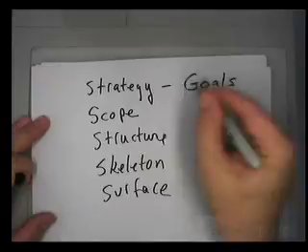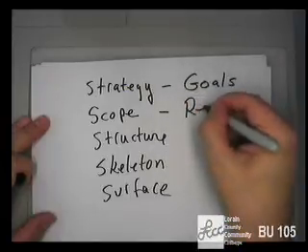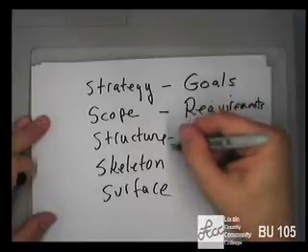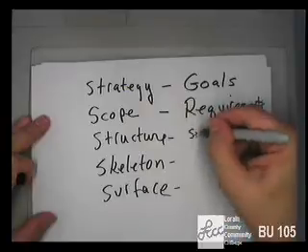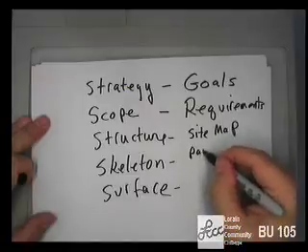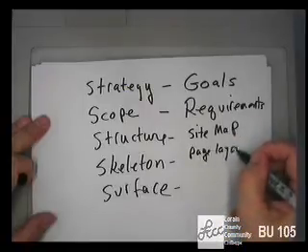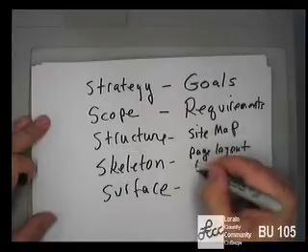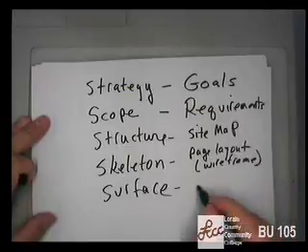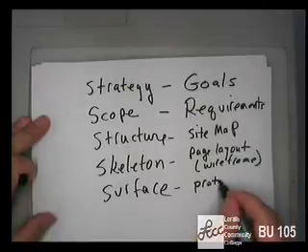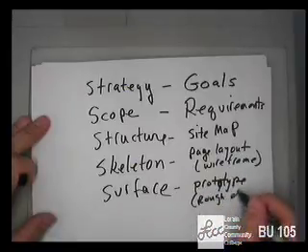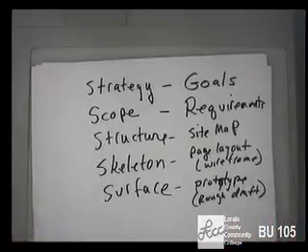Strategy section relates to the goals of the site. Scope relates to the requirements of the site. Structure relates to sort of the site map. Skeleton relates to the page layout, or sometimes called a wireframe. And finally, surface relates to a prototype. Think of a prototype as sort of being a rough draft of your website.